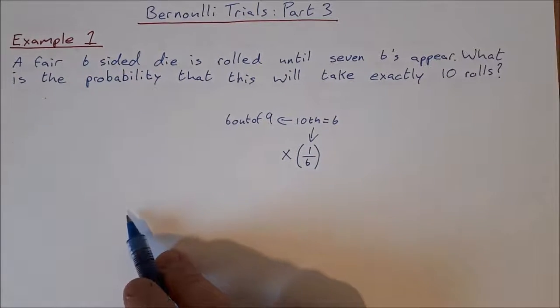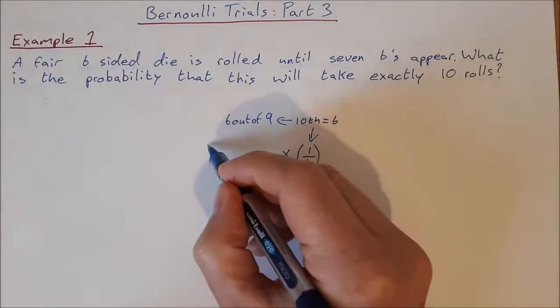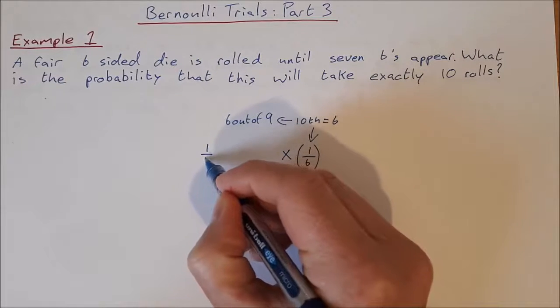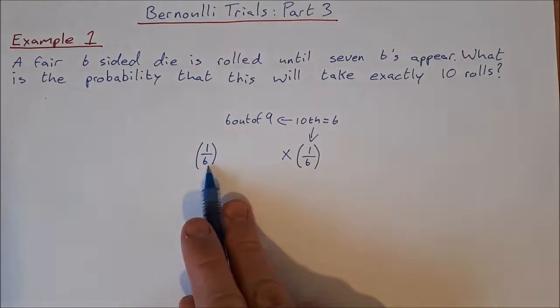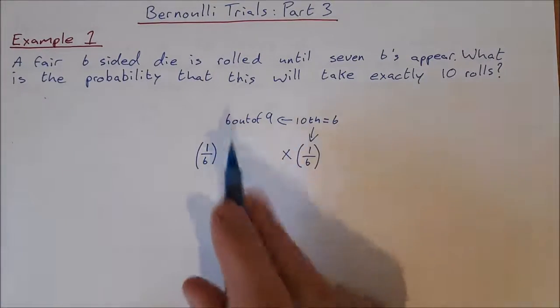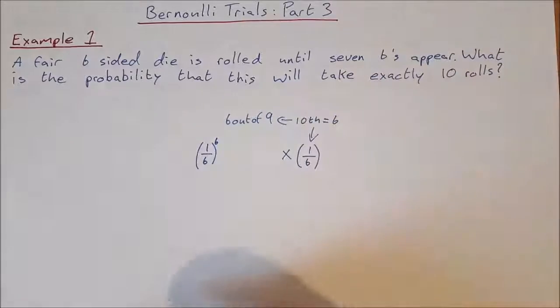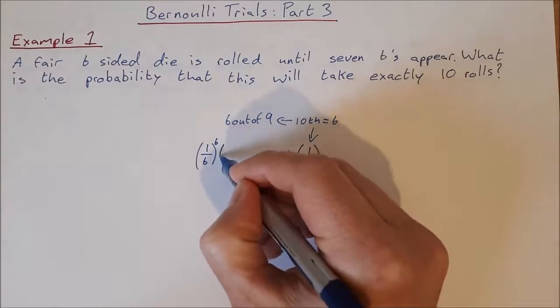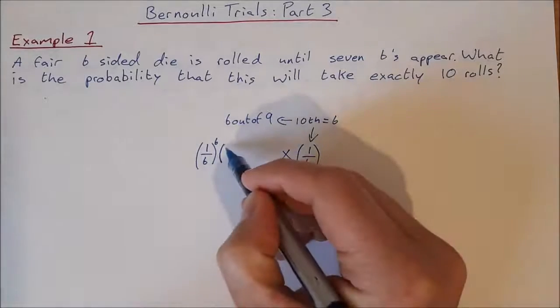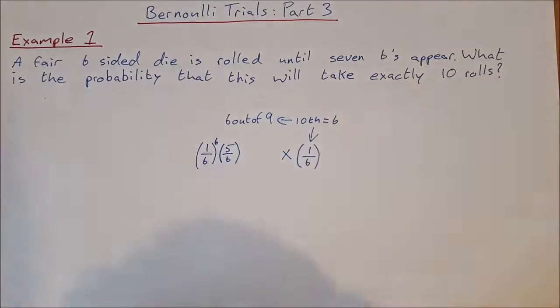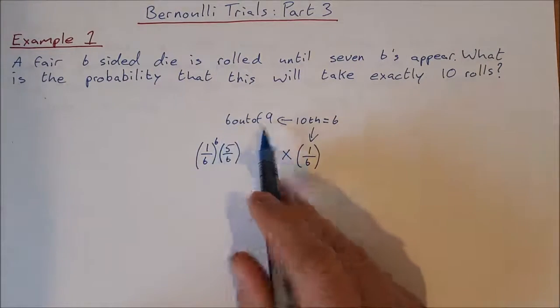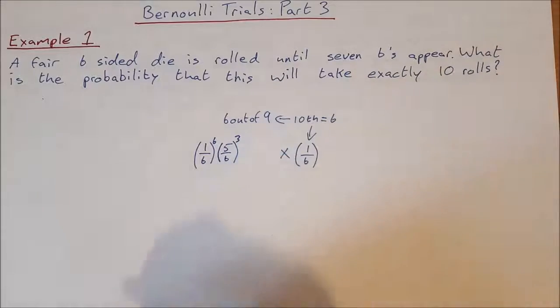Okay, so what do we want? We want to get a 6. Now the probability of getting a 6 is 1/6. How many times do we want a 6? We want 6 of them. Now we also want to not get a 6. We want to get something else. The probability of getting something else is 5/6. And how many of these other ones do we want? Well, if we want 6 sixes out of 9, we want 3 of them.